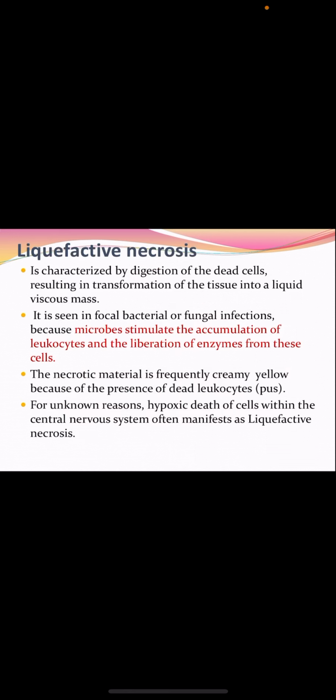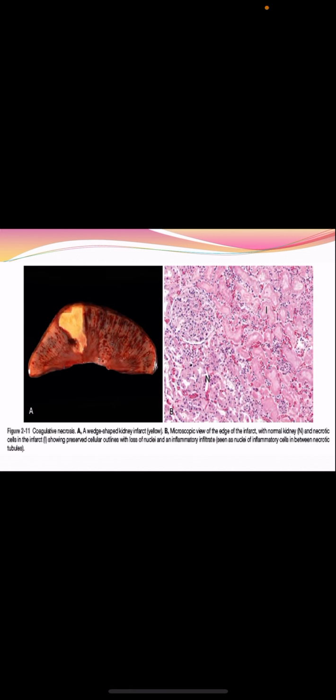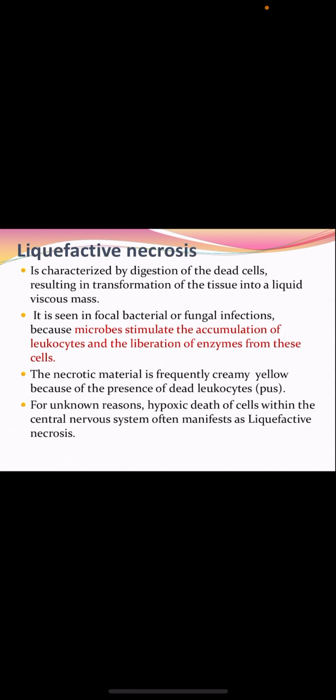Here you can see complete loss of the tubule, which has undergone necrosis. Cell architecture is maintained but features are lost, like increased eosinophilia of the cytoplasm and loss of the nucleus, and the surrounding tissue is showing inflammation. This is about coagulative necrosis. Now you should know about the next variant, liquefactive necrosis.